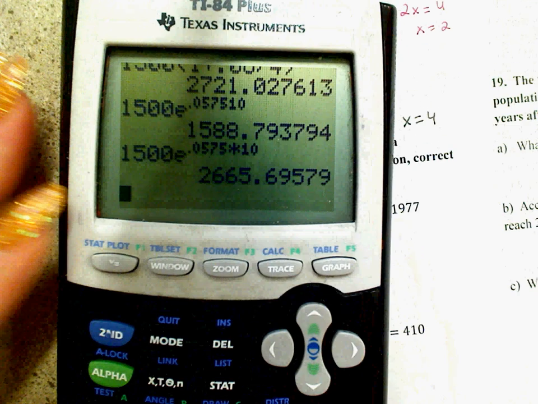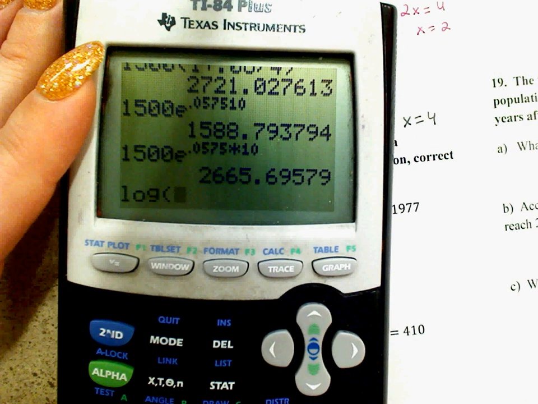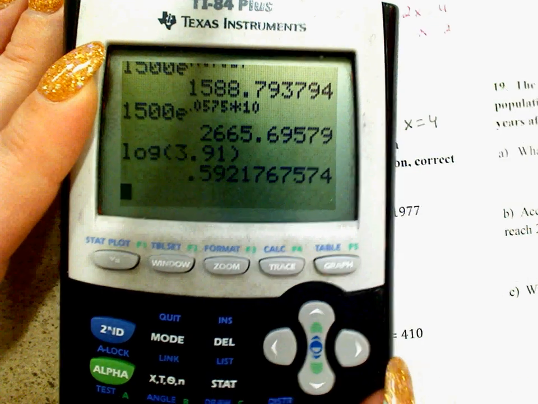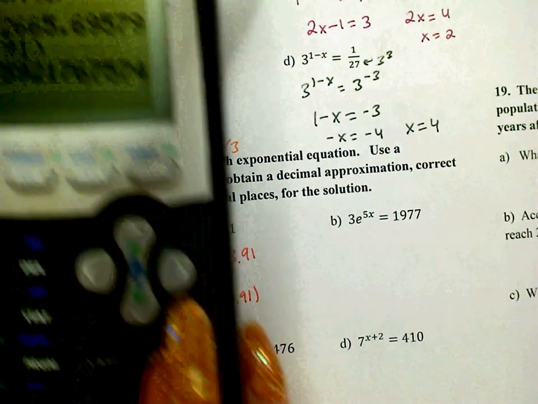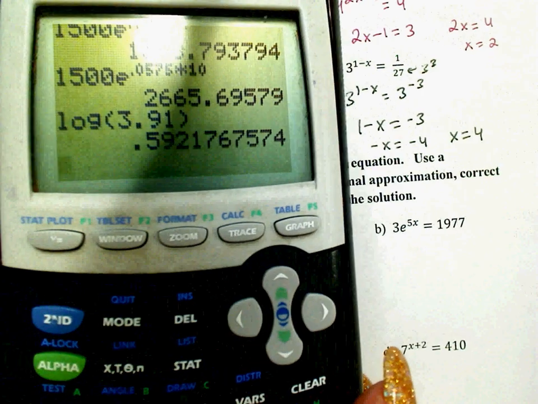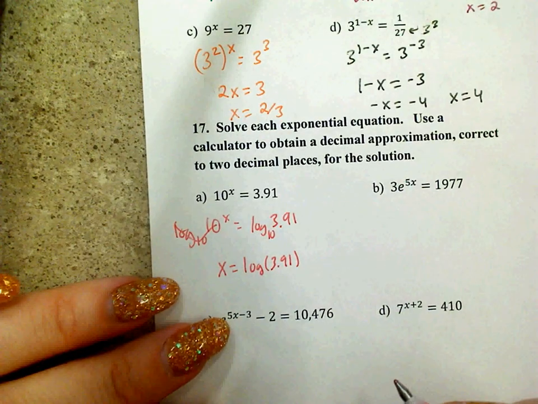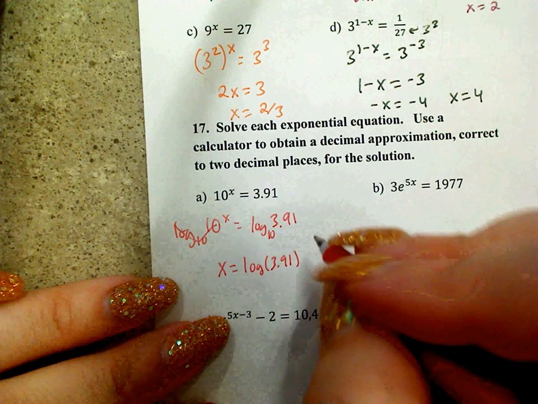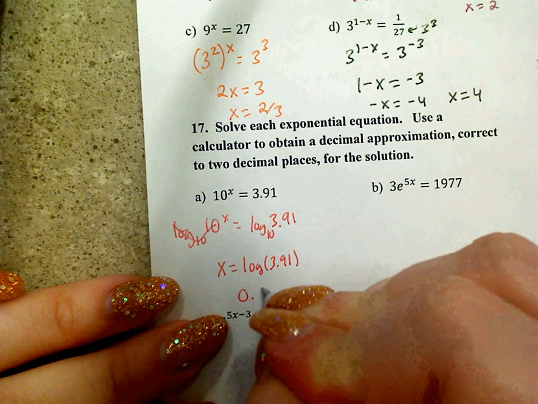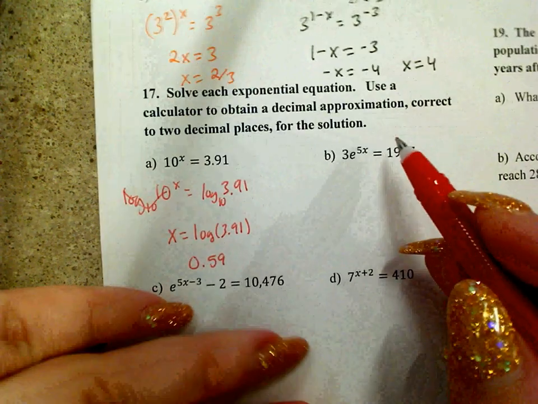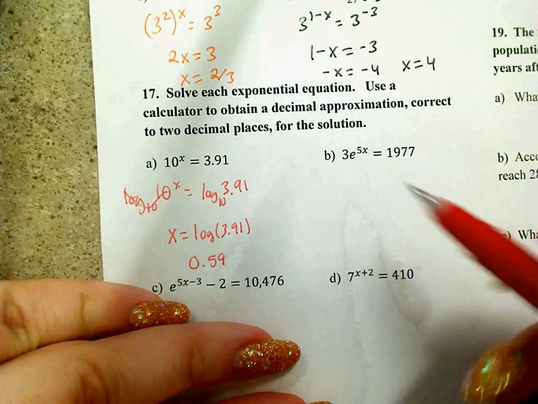So just go to home screen and type that in. Log of 3.91. And you get, so 2 decimal places, so 0.59. Okay. On this one, in order to get the exponential one, we're going to divide by 3.